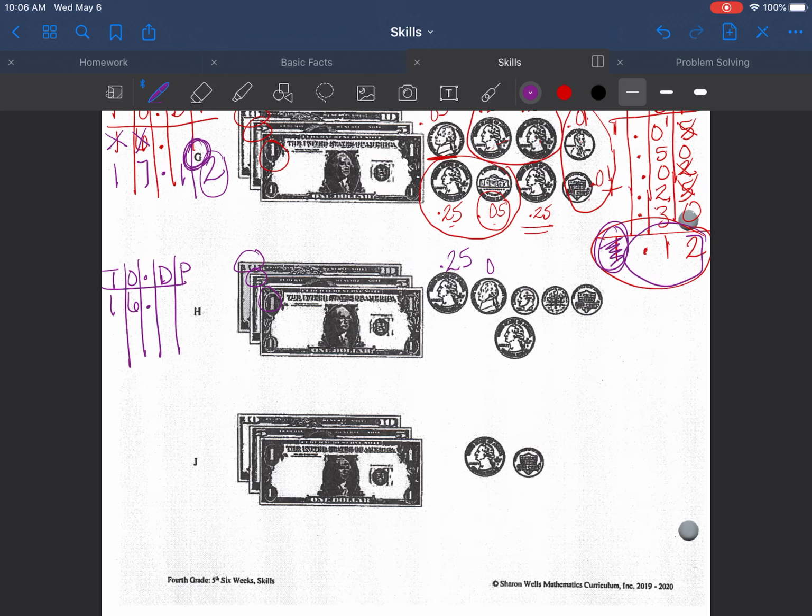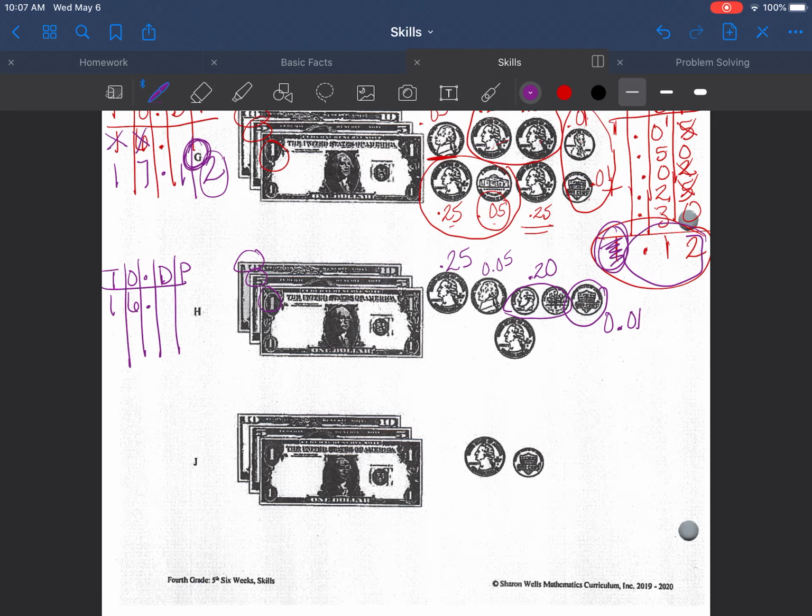Dr. Pepper. How much money do I have? I have $16. We have a quarter right here, 25 cents. We have a nickel, 5 cents. Then we have 2 dimes. That would be 20 cents. And I did the nickel wrong. I put 50 cents.